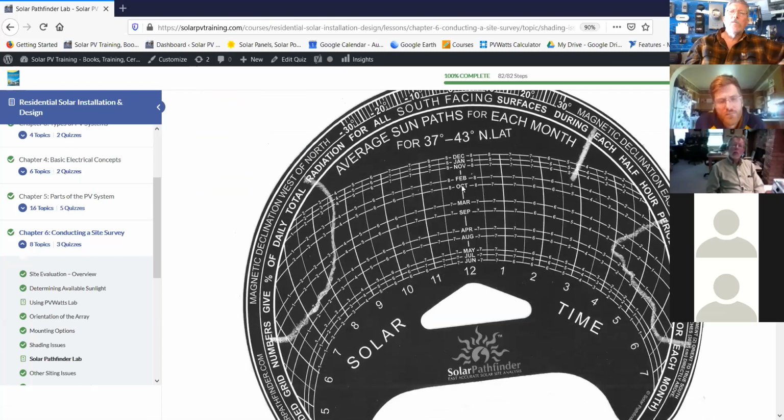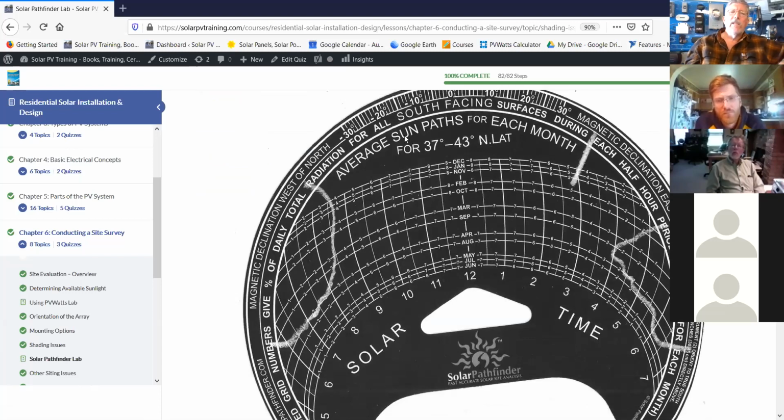So this would be the sun chart that's part of it. And this, for instance, is showing it's between 37 and 43 degrees north latitude. And then this is showing the sun's locations throughout the year. And then this would be time of day. Be sure you don't confuse solar time with clock time. This is solar time. This would be solar noon, which is when the sun is directly overhead. And that will be different at different locations.